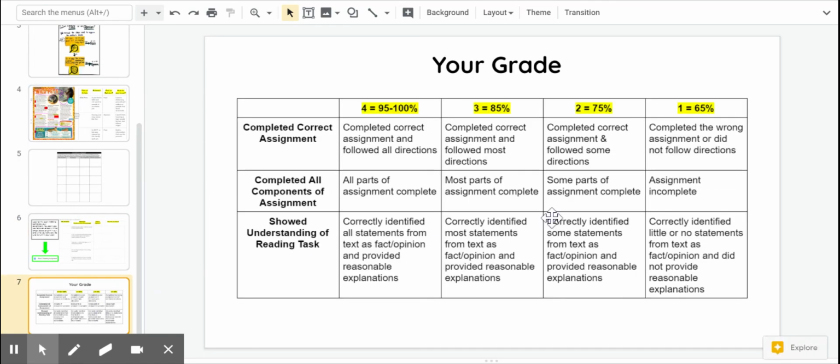I've also included a rubric as to how your assignment is going to be graded. Okay, so you can take a look at this rubric and then you can determine what grade do you want. If you want a 95 to 100, you need to make sure you get all of this done. Everything needs to be completed. Okay, and so forth and so on. Some parts, if your assignment is not complete or you didn't identify correctly, then you could get a 65. But I know you're all going to work hard to get this 100.